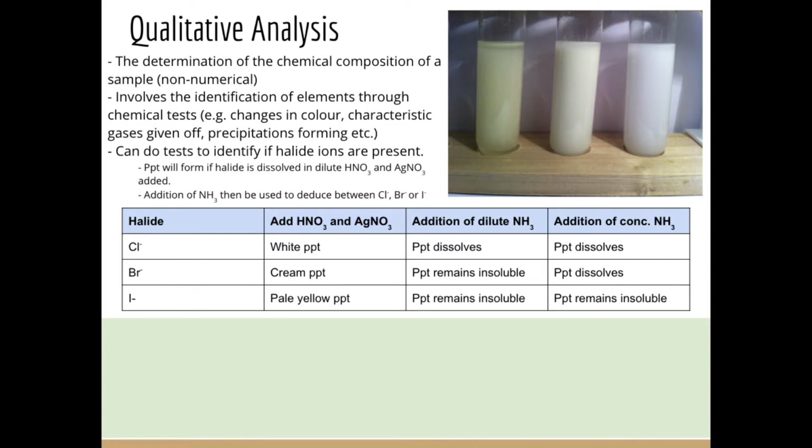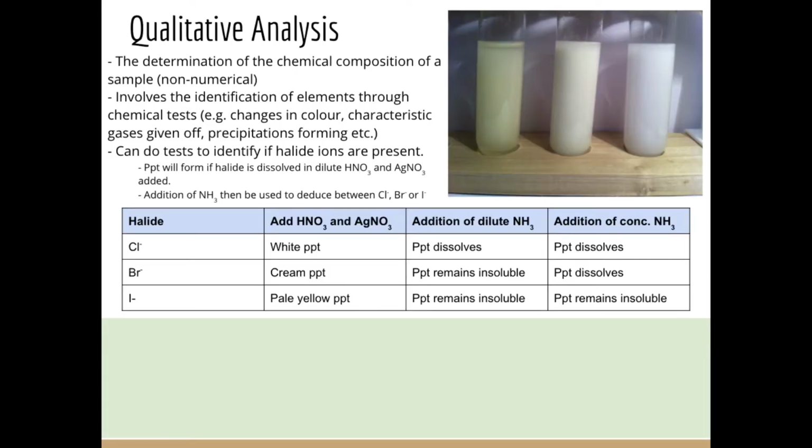Now, the reason we get these differences in solubility has to do with the fact that we form different types of complex ions, depending on whether we've got the chloride, the bromide, or the iodide, and they have different solubilities accordingly. But at this stage, all we need to know is that we do, in fact, see a difference in the solubility, and that will help us identify which halide is present.